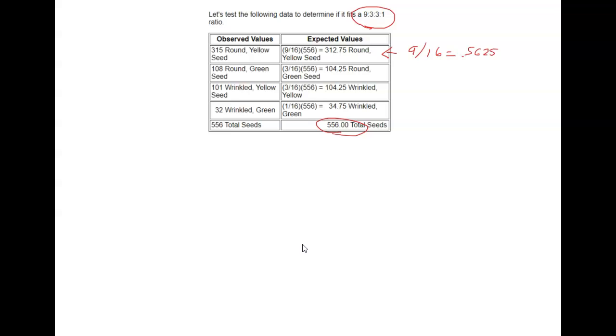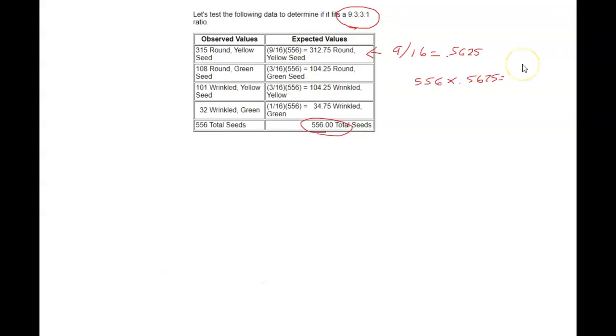So all we would do in this case is take 556 times 0.5625. And when I put that into a calculator, I get 312.75. And you can see here that's exactly what they did.